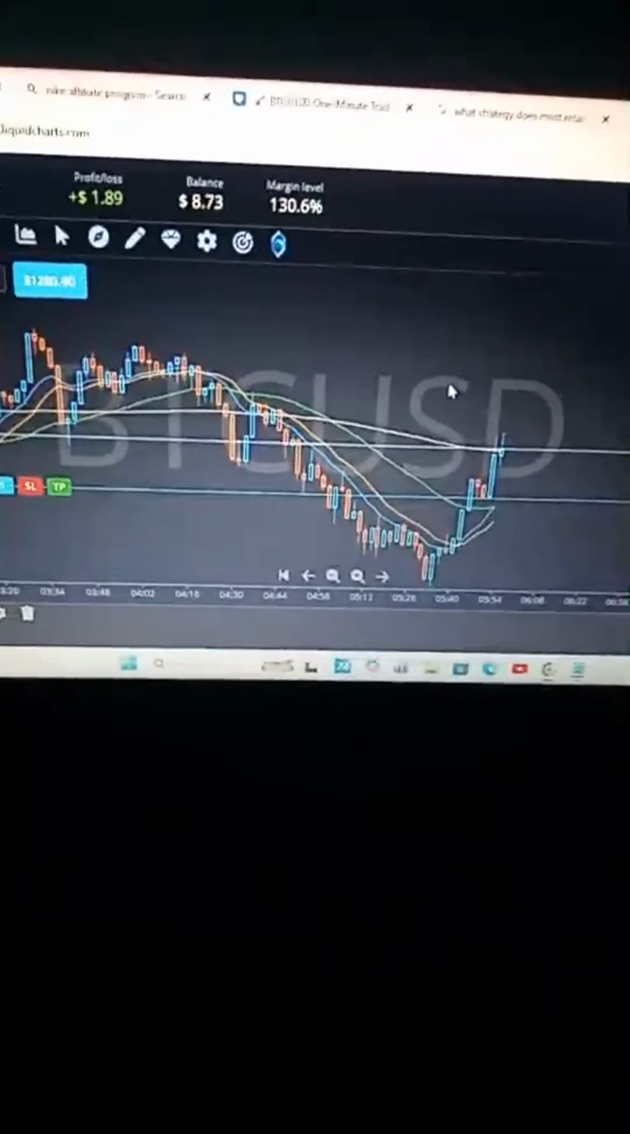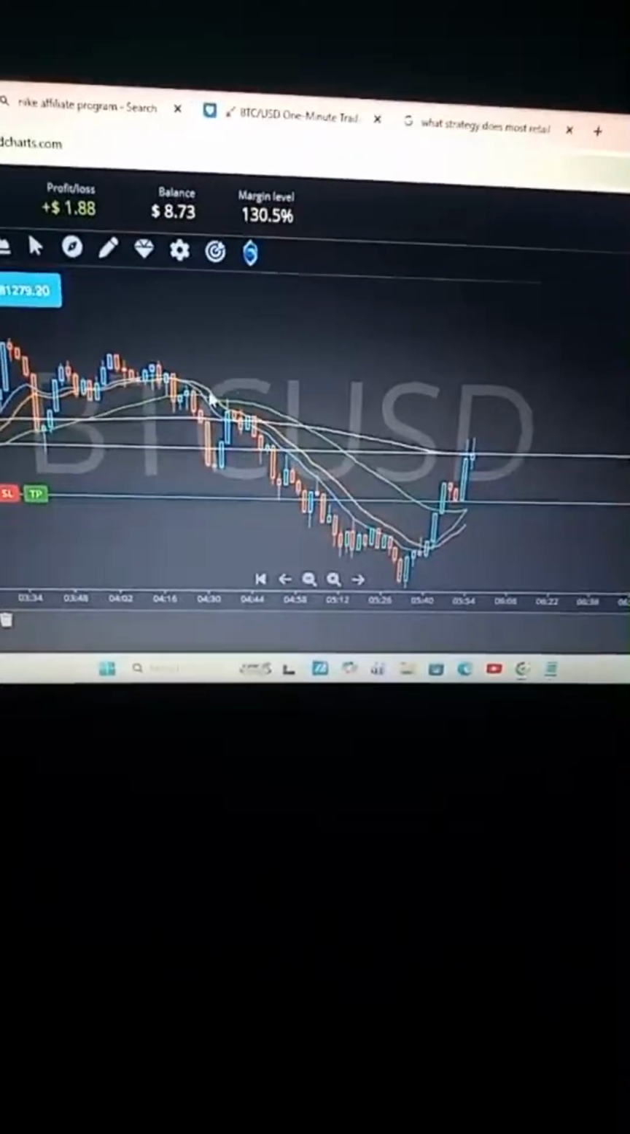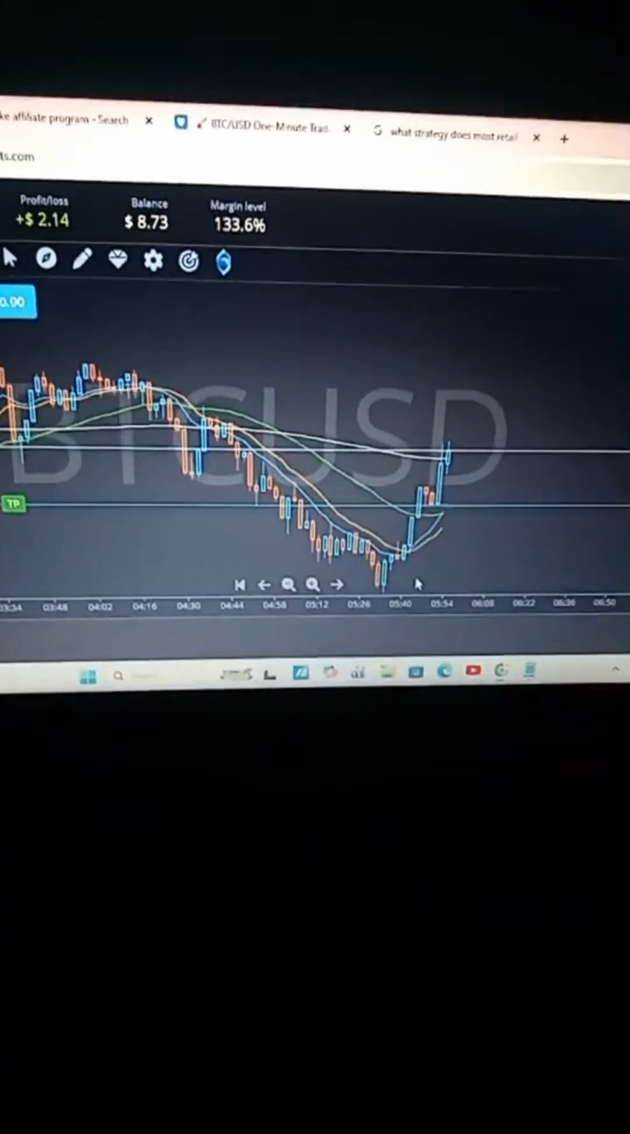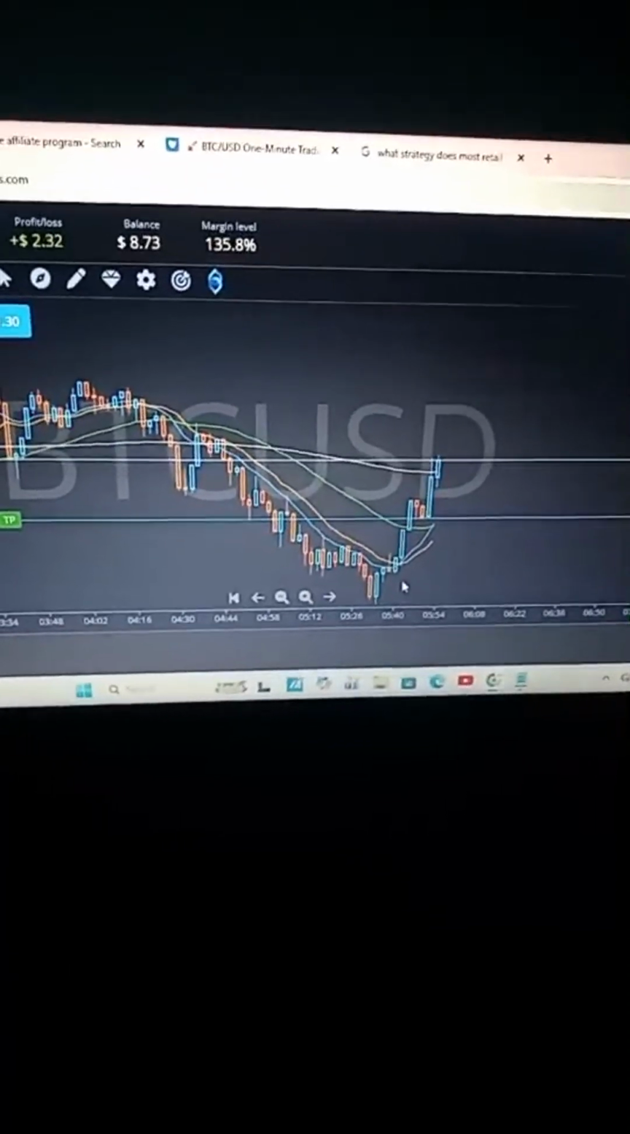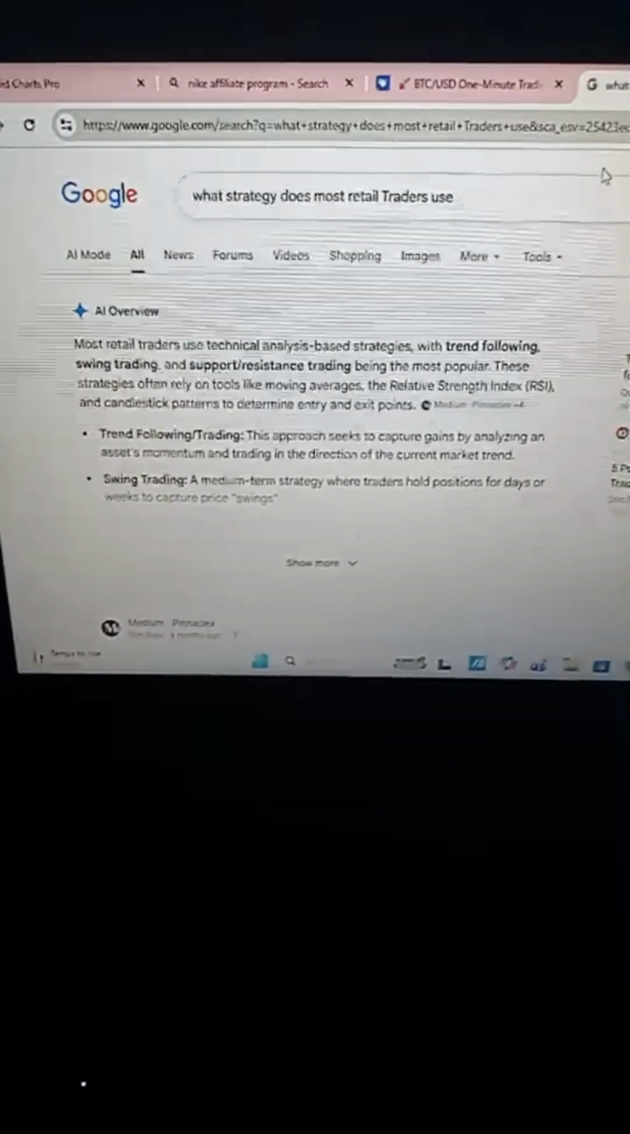This is what you're getting. You're getting a moving average crossover system. Most retail traders use this. This is swing trading from a 2-minute time frame. You're able to swing trade from this time frame because the broker offers a great spread for Bitcoin. Look, most retail traders use technical analysis. That's what we're doing. It's responding to data-based strategies with trend following, swing trading, support resistance trading.